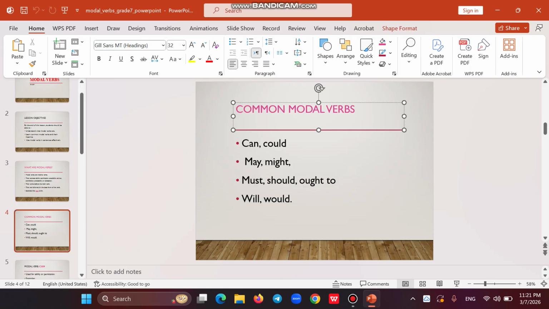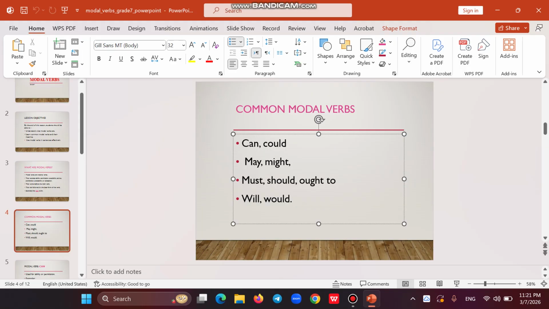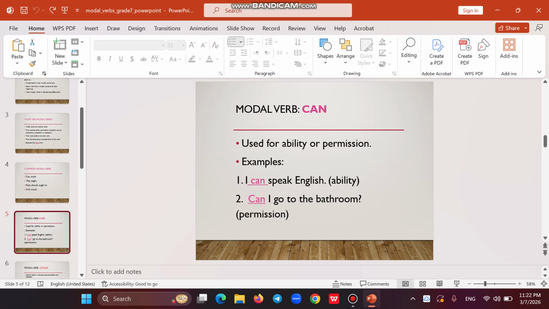Common modal verbs. So these are common modal verbs, not all of them. We have also other words which we consider modal verbs. Can and could, may and might, must, should, ought to, will and would. So we are going now to know the meaning of each modal verb. What does it mean? Or how many possible meanings does it have? Okay, we will start with can.